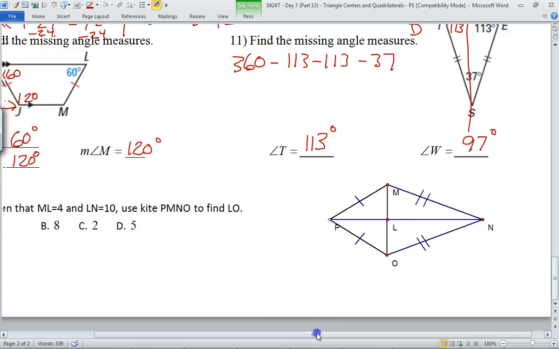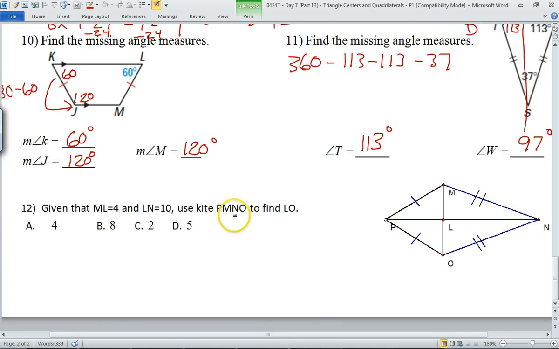Okay. Looks like we're down to the last one. Number 12. ML is 4. So this is 4. LN is 10. So this is 10. Find LO. You're supposed to find LO. Well, what's LO going to be? Yeah, this is a kite. So there's symmetry. So LO is going to be 4. Alright, I was all ready to do the Pythagorean theorem or something, but it's just 4.